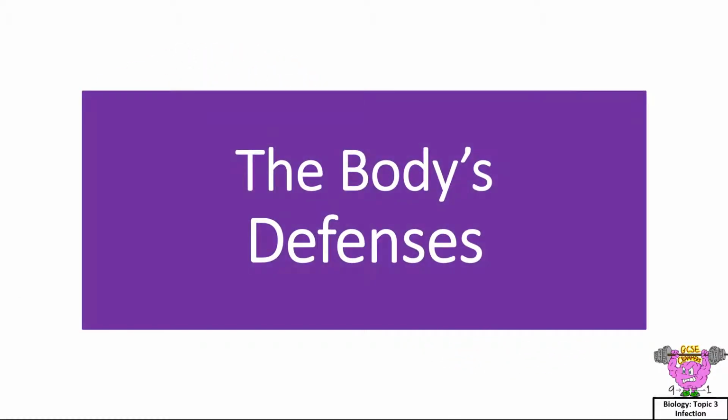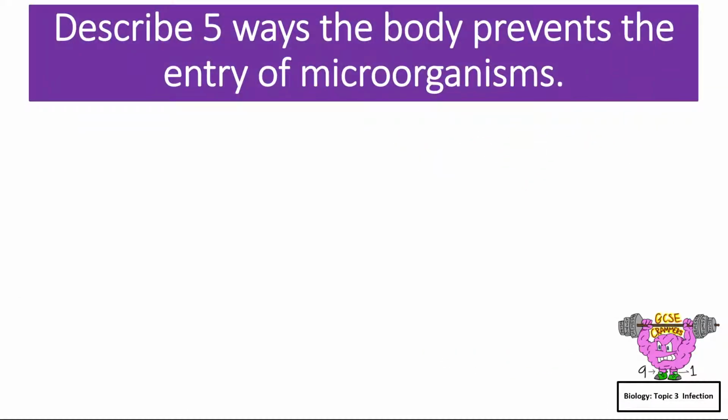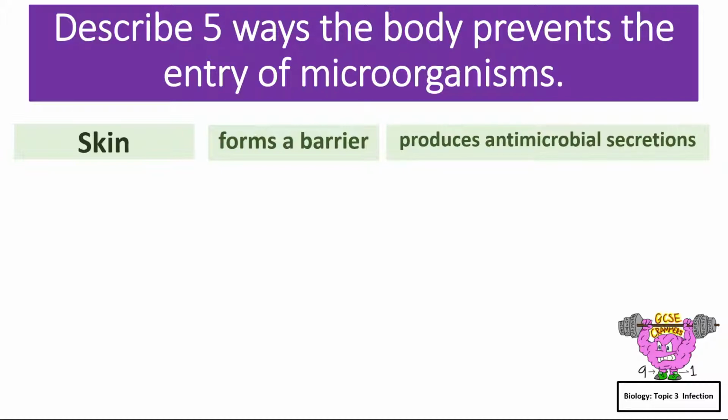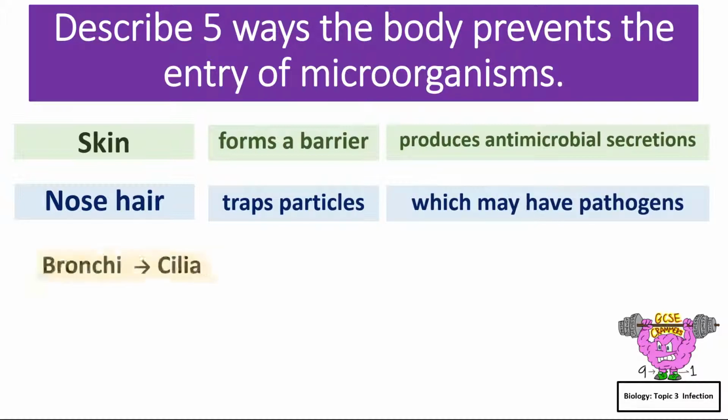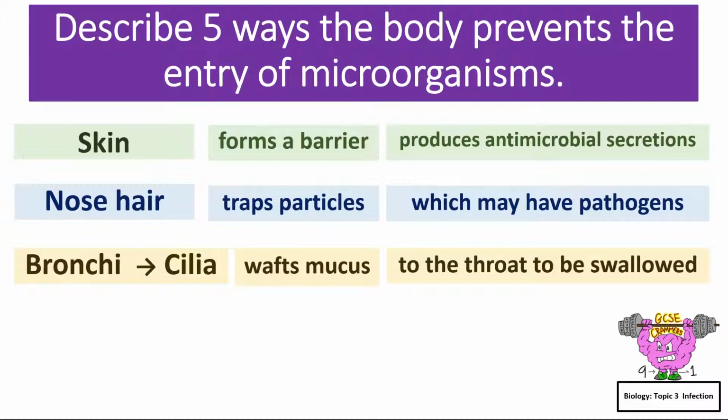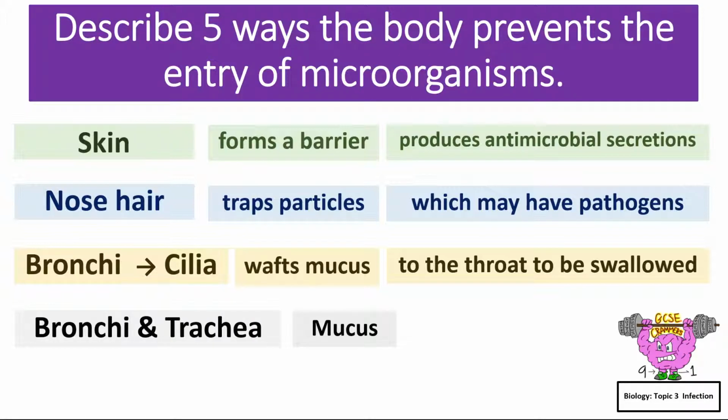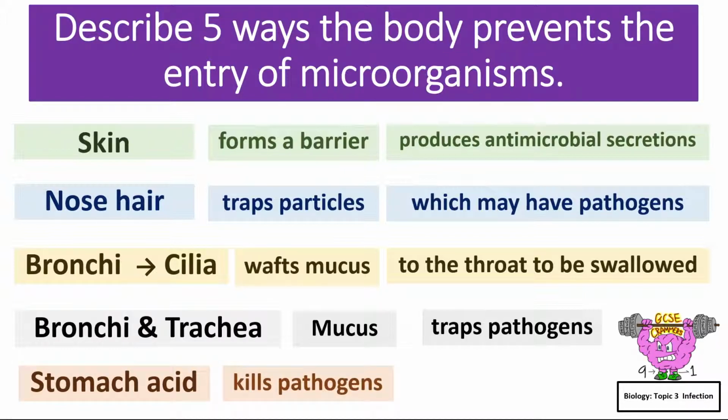The body's defenses. Describe 5 ways the body prevents the entry of microorganisms. Skin forms a barrier that produces antimicrobial secretions. Nose hair traps particles, which may have pathogens. And bronchi have lots of cilia, which wafts mucus from the lungs to the throat to be swallowed. Bronchi and trachea produce mucus, which traps pathogens, and the cilia waft it up to the throat to be swallowed. Stomach acid kills pathogens in food.